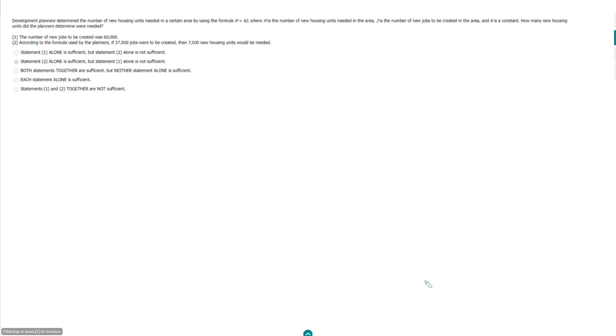How many new housing units did the planners determine were needed? So if we want our new housing, we need our K, our constant, as well as our J, our number of new jobs expected to be added. And they don't give us any numbers, so let's look at our statements. The number of new jobs to be created was 60,000. So this is saying H is equal to K times 60,000. I still need to know K though, so insufficient.